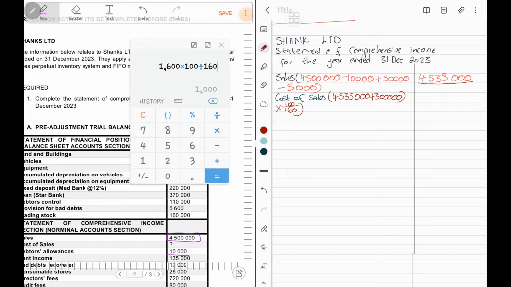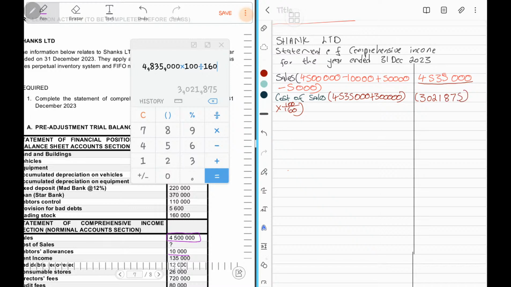So let's see how much it gives us. 4,535,000. Then we add back the trade discounts, then that gives us 4,835,000. Then we multiply by 100 over 160. Then that gives us how much? That gives us cost of sales. Remember, it should be in brackets. Cost of sales of 3,021,875. You put it in bracket.